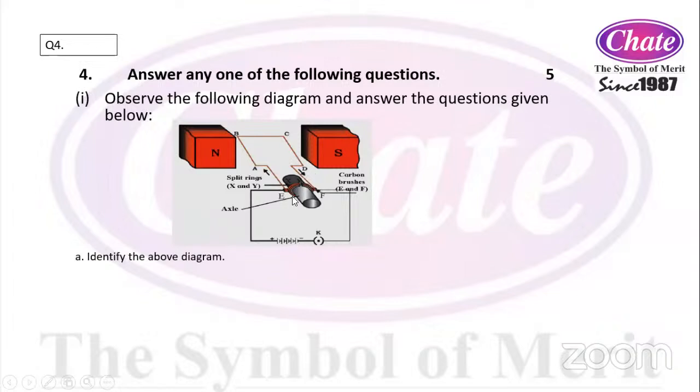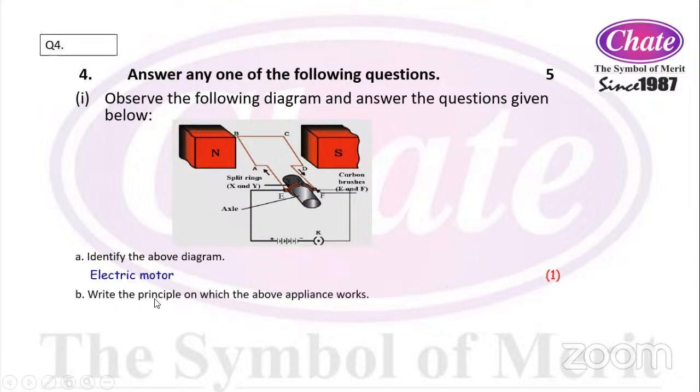In this motor, we can see that there are 2 split rings as well. So this will be the motor with the batteries. We are going to identify the equipment as an electric motor. This will give you a correct mark.